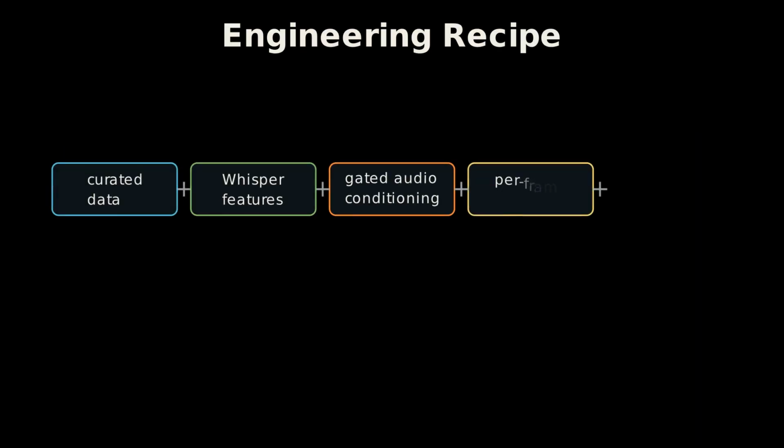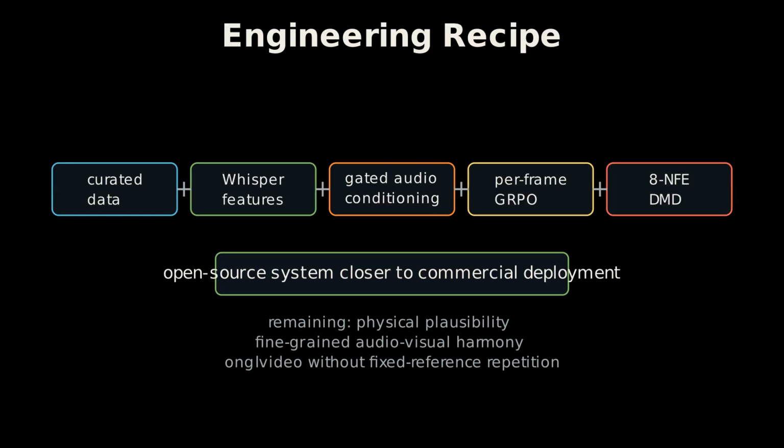The takeaway is simple. LongCat-Video-Avatar 1.5 narrows the open source gap by combining curated data, a stronger audio encoder, gated audio conditioning, preference optimization, and few-step distillation. The remaining hard problems are also clear: physical plausibility, fine-grained audio-visual harmony, and long videos without over-relying on fixed reference frames.